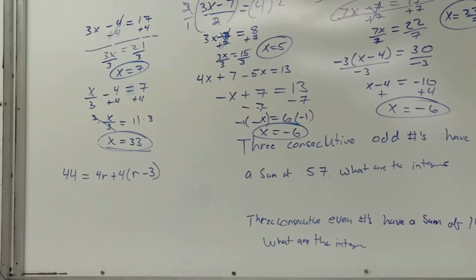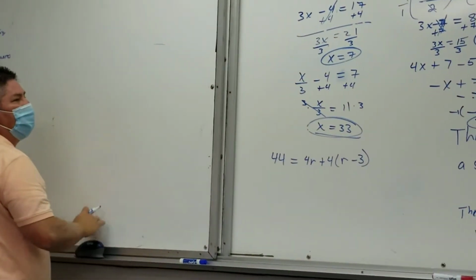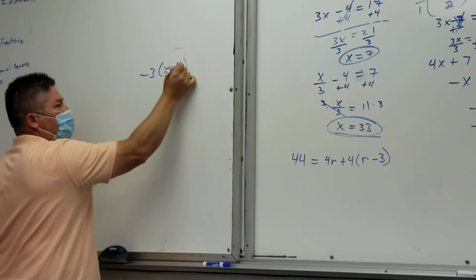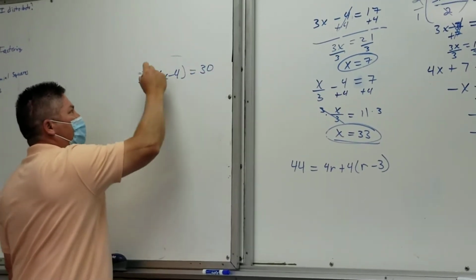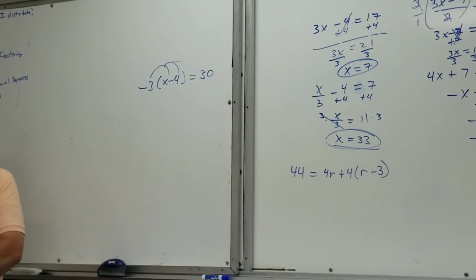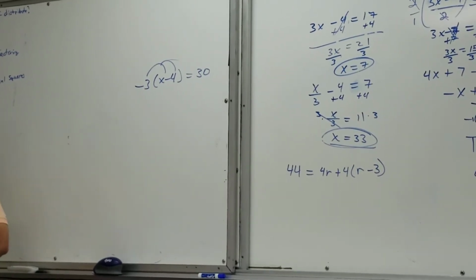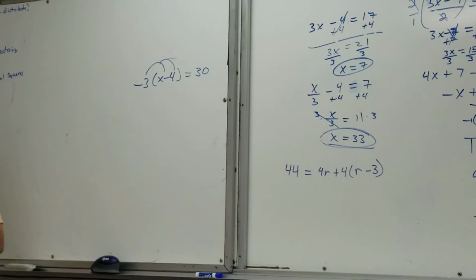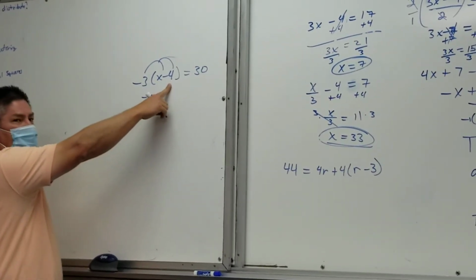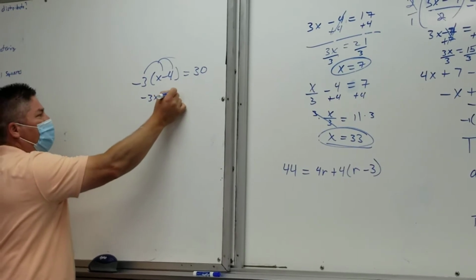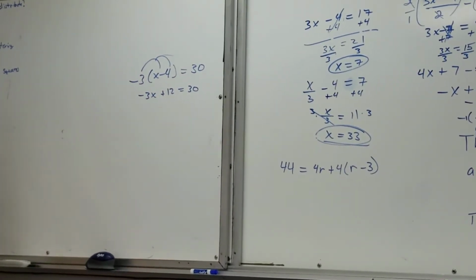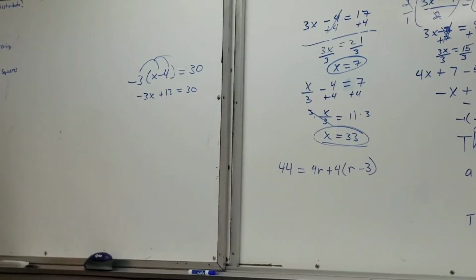Could you have distributed right off the bat? -3 times (x minus 4) equals 30. Could I distribute? Yep, you can distribute. It'll just make things a little bigger, but it's okay, you can do it. This becomes -3x. What's negative times a negative? Positive 12 equals 30. But now I don't have parentheses anymore, so that's good. So now what do I do?